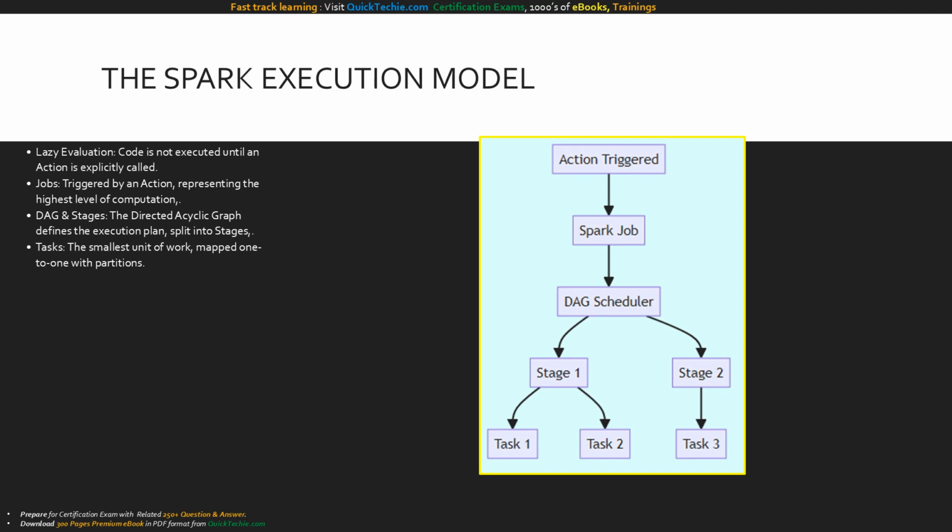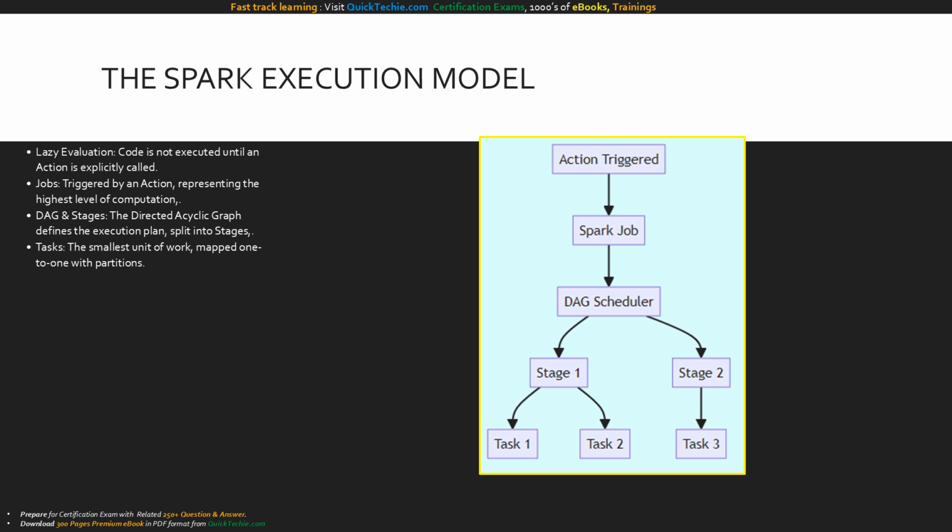Let us go a step deeper into the execution model itself. When you write Spark code, nothing happens immediately due to a concept called lazy evaluation. Transformations just build a logical plan. It is only when you call an action, like collect or write, that Spark springs into motion, generating a job. This job is translated into a directed acyclic graph, or DAG, which maps out the most efficient physical execution plan. The DAG scheduler divides the job into distinct stages, and those stages are broken down into individual tasks that run on the executors. This diagram maps the lifecycle of a Spark command.